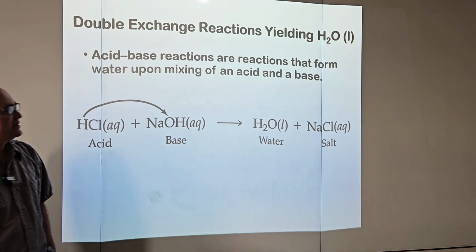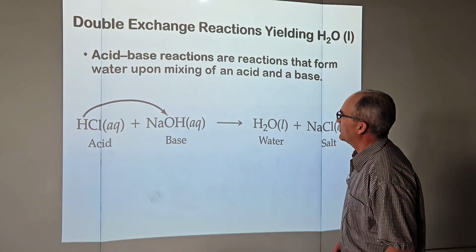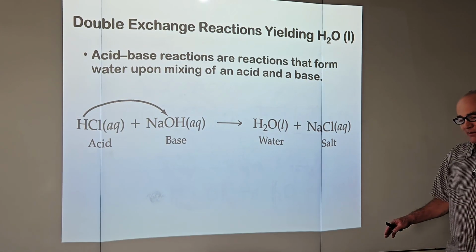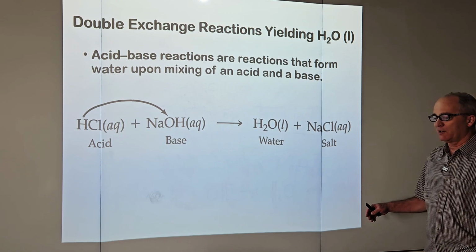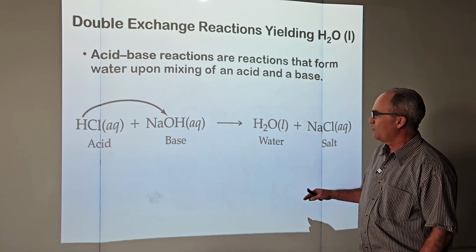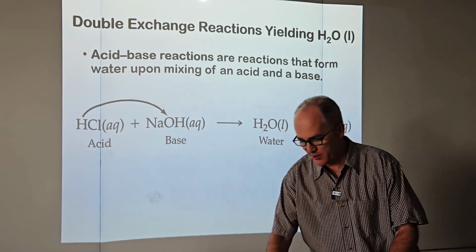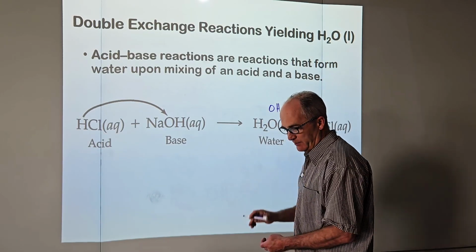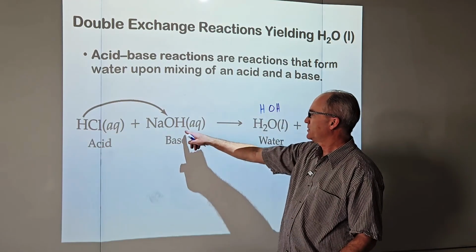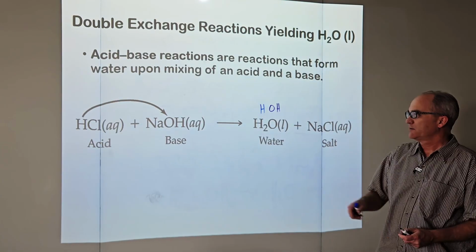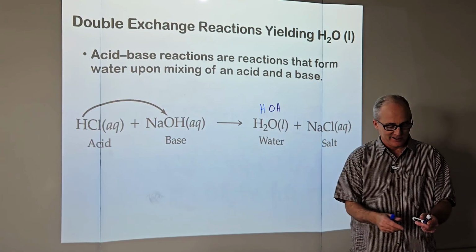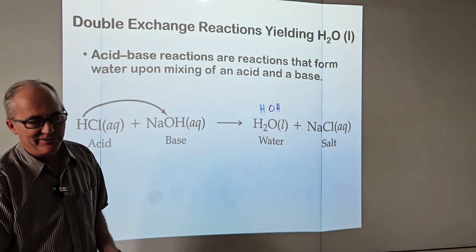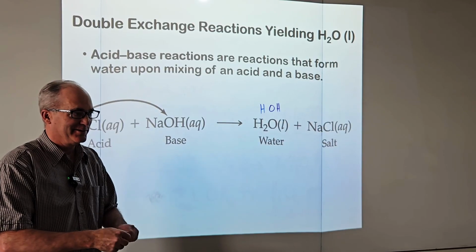Double exchanges yielding water. And of course, sometimes to help you see it, you write water as HOH, because when you do that, it becomes obvious that this H hooks up with a hydroxide. Turns out I learned this trick from a biologist at a Wyoming flycasters meeting many years ago.